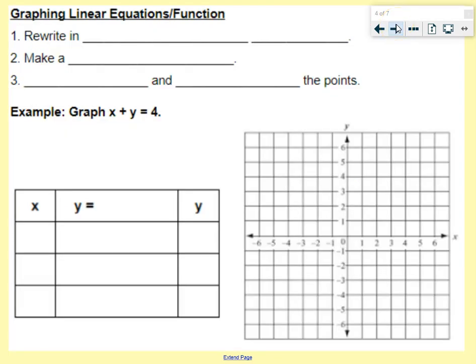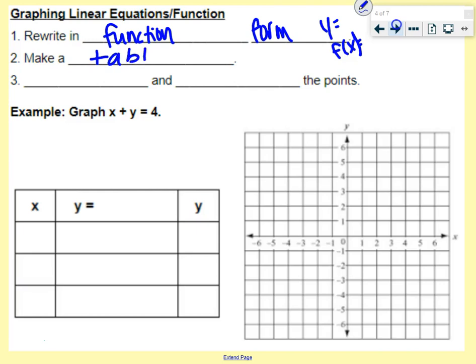Now the reason we need to rewrite in function form is so that we can graph linear equations, which is our next step. So graphing linear equations or functions. Our first step is to rewrite in function form. Remember, function form is y equals or f of x equals. Then our second step is to make a table. Our third step is to plot and connect the points.